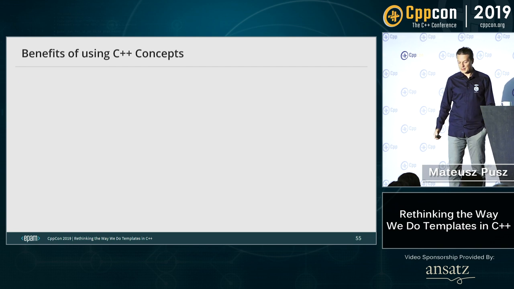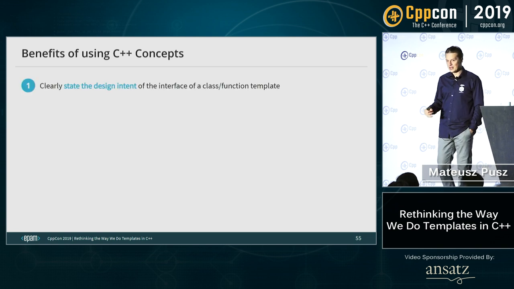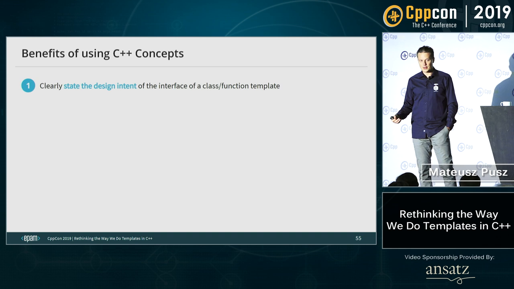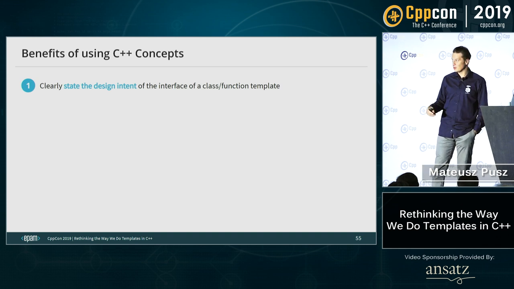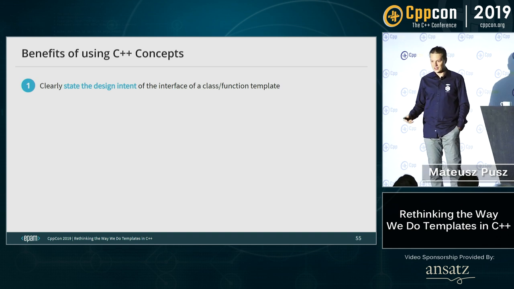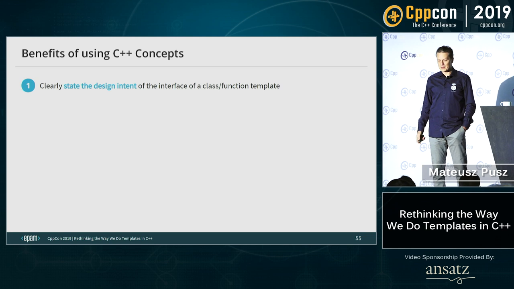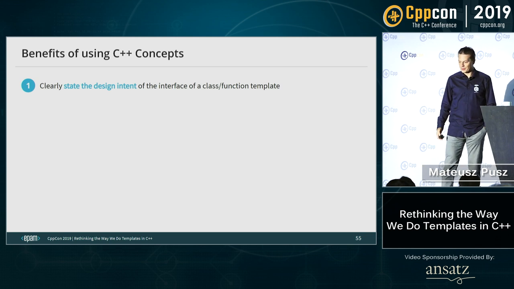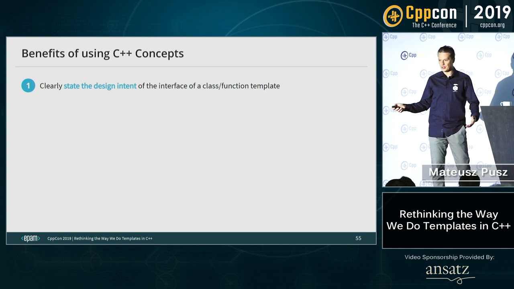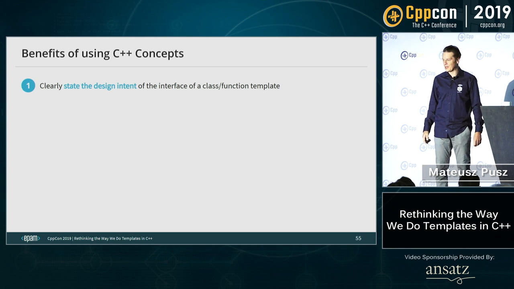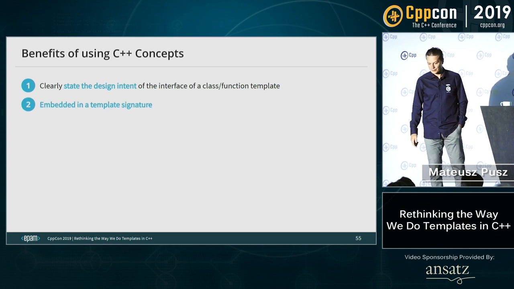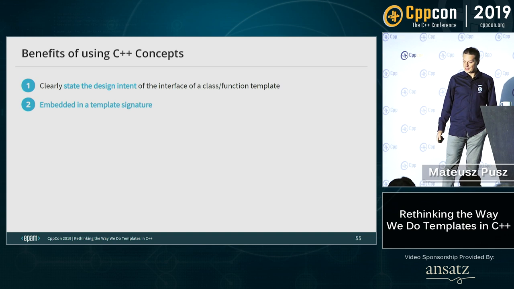So, benefits of using C++ concepts. First of all, we clearly state our design intent. If you go to cppreference.com or you will find some documentation from Doxygen, you will exactly know what is the interface of the primary template and what should be provided there. If you see typename T and typename U, you don't know what the architect wanted from you. Yeah, they are embedded in the template signature.